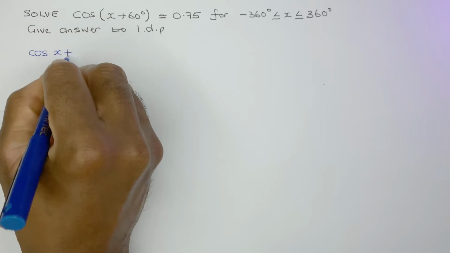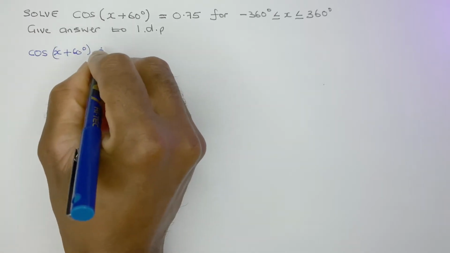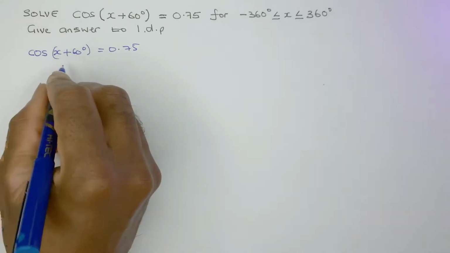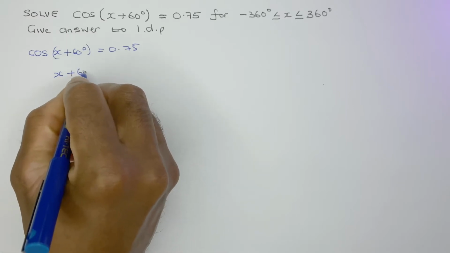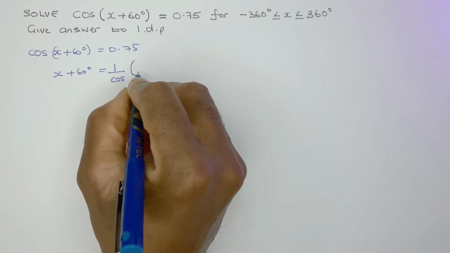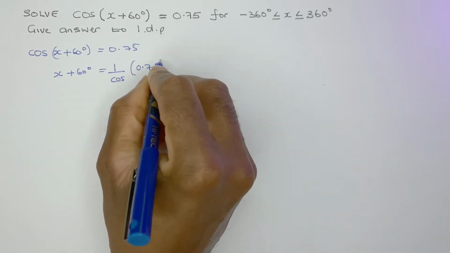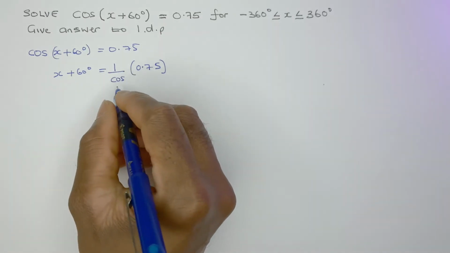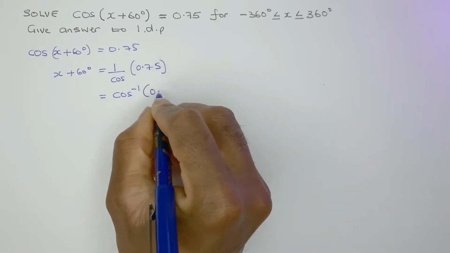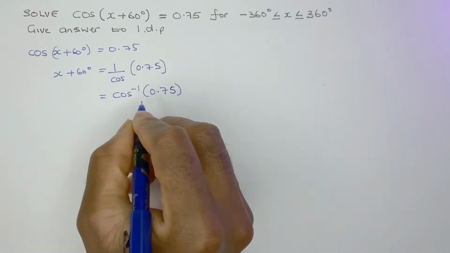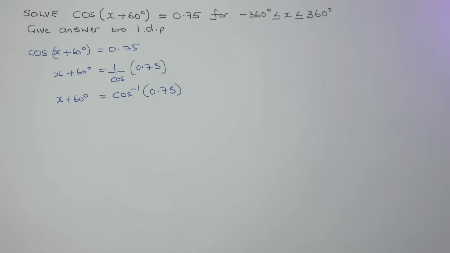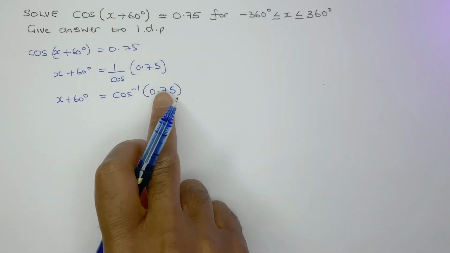Cos(x + 60 degrees) equals 0.75. Divide both sides by cos: x + 60 degrees equals 1 over cos of 0.75. 1 over cos in indices is cos to the power minus 1 of 0.75, and that's x + 60 degrees. So I need to find the inverse cos of 3 over 4.